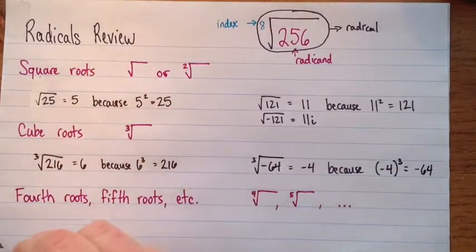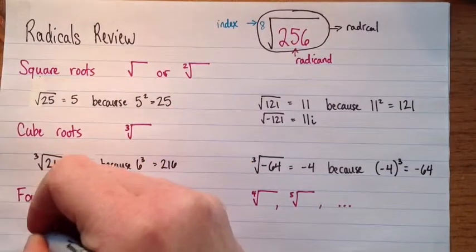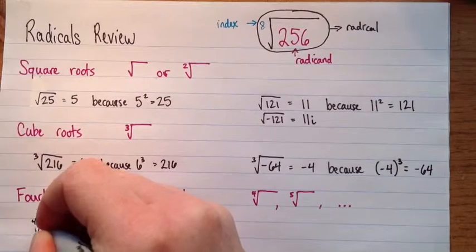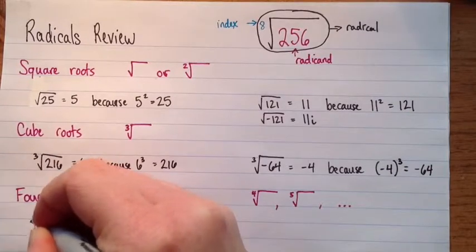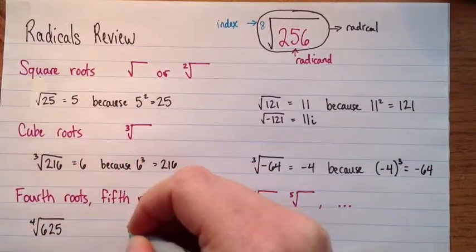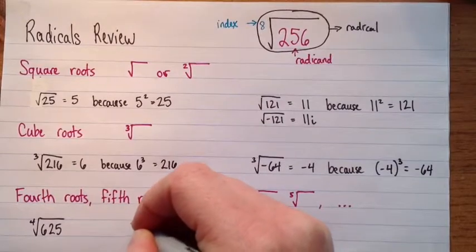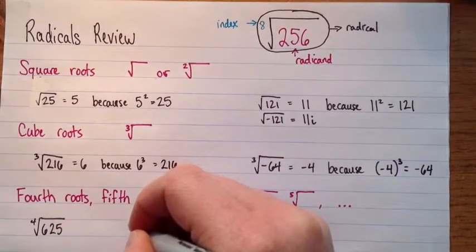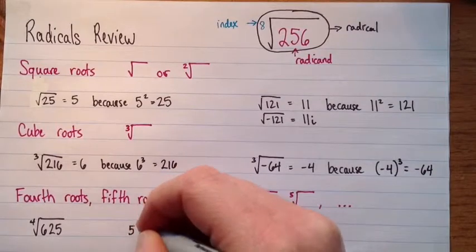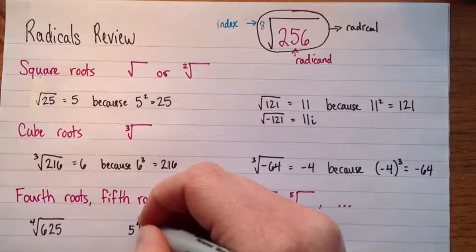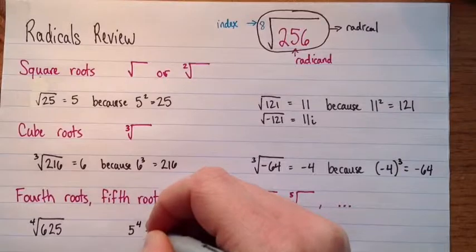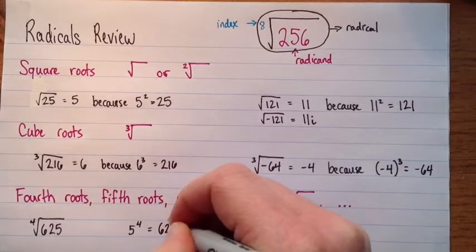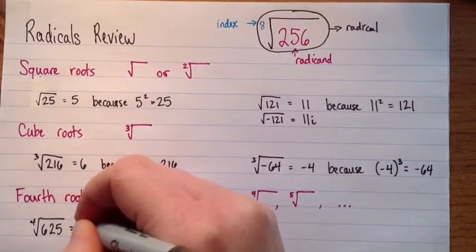Now we'll just do an example of a 4th root and an example of a 5th root. For example, maybe the 4th root of 625. So you see the 5 and you see the 25, and you might guess 5. 5 to the exponent 4. 5 times 5 is 25, times 5 is 125, times another 5 is 625. So the answer is 5.